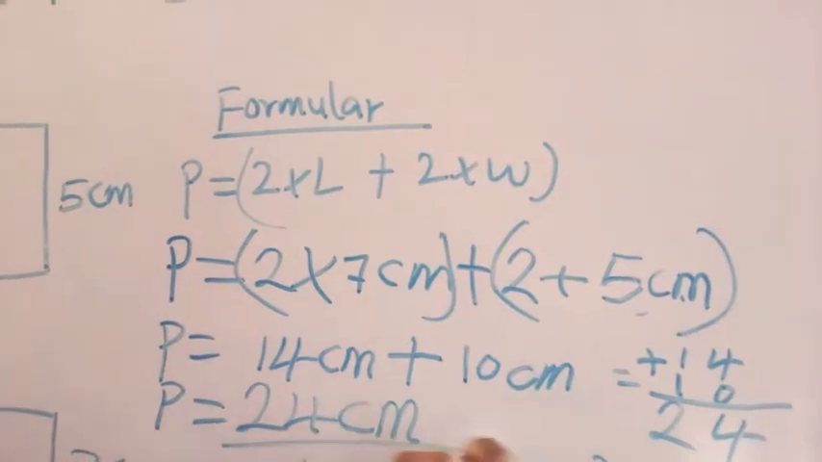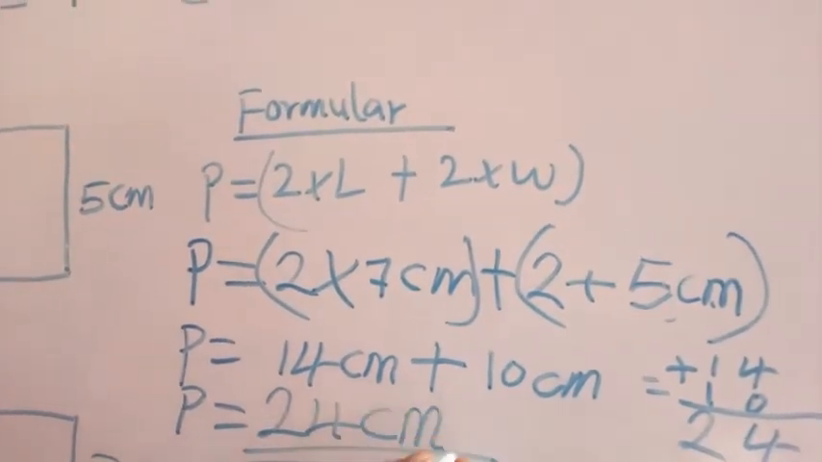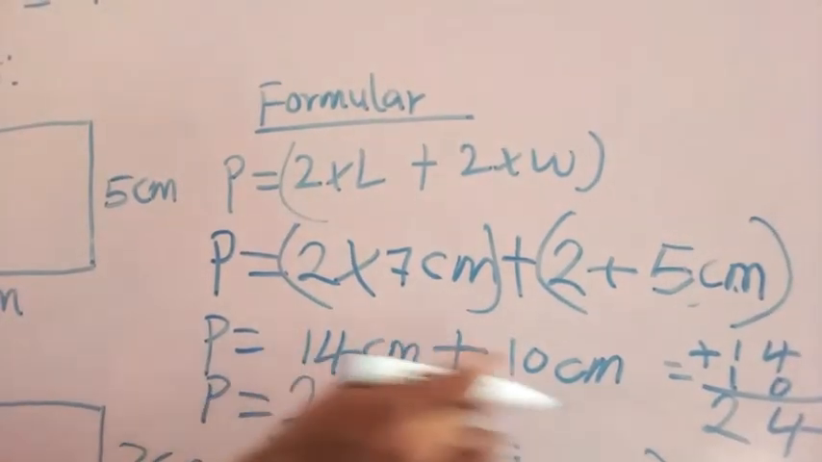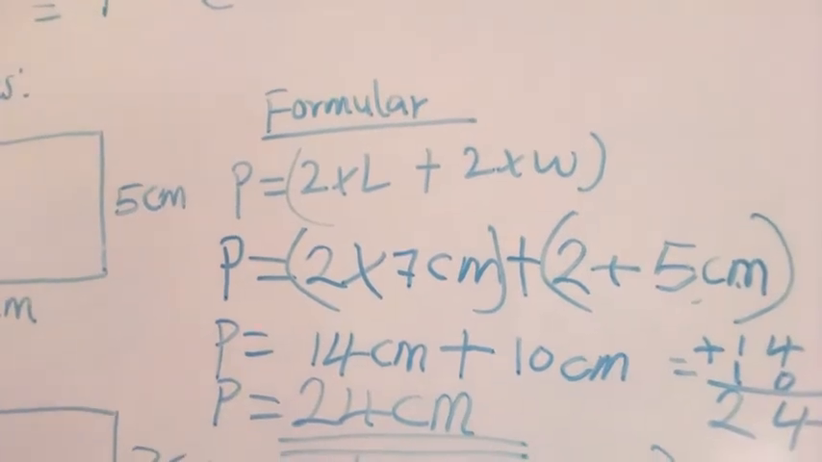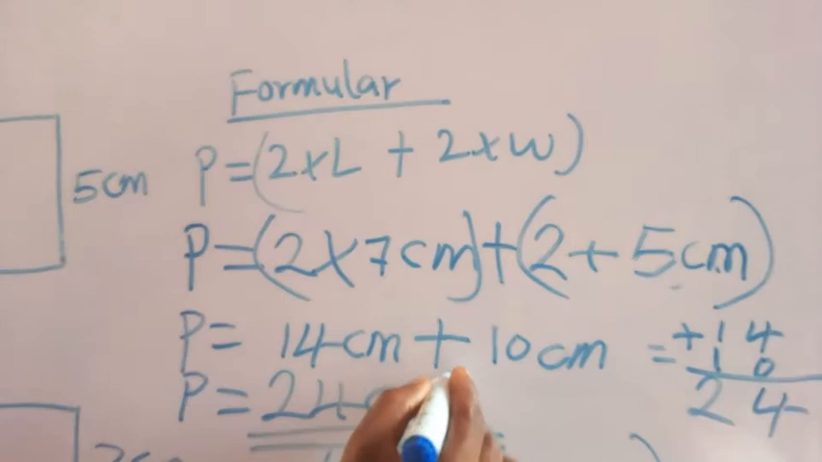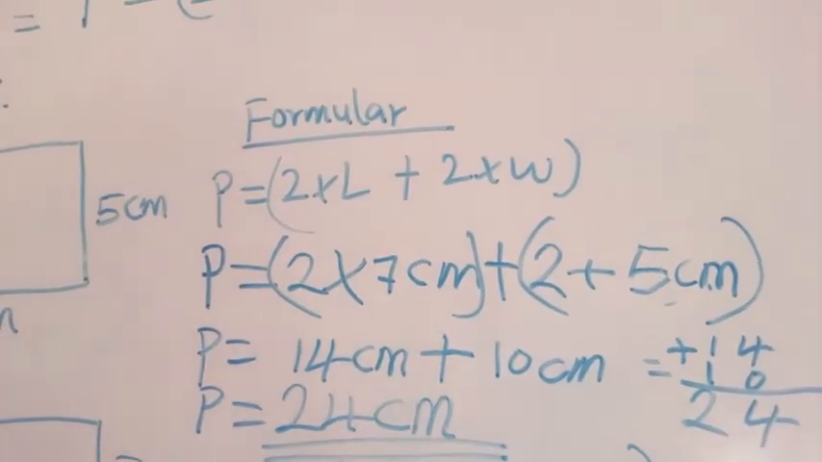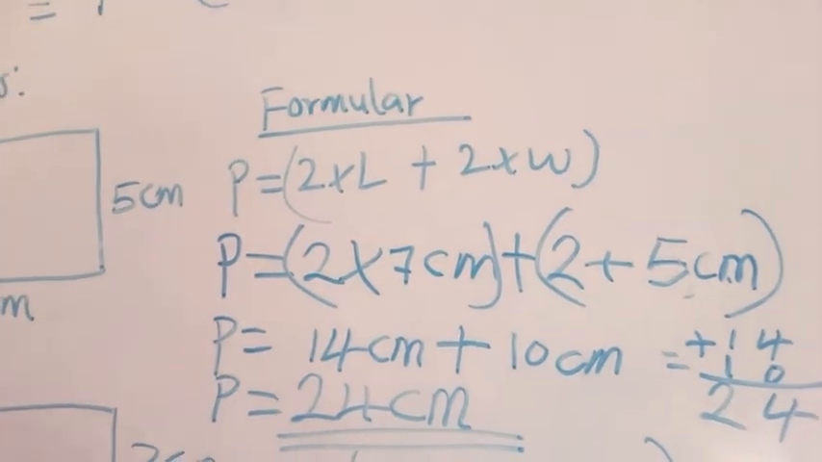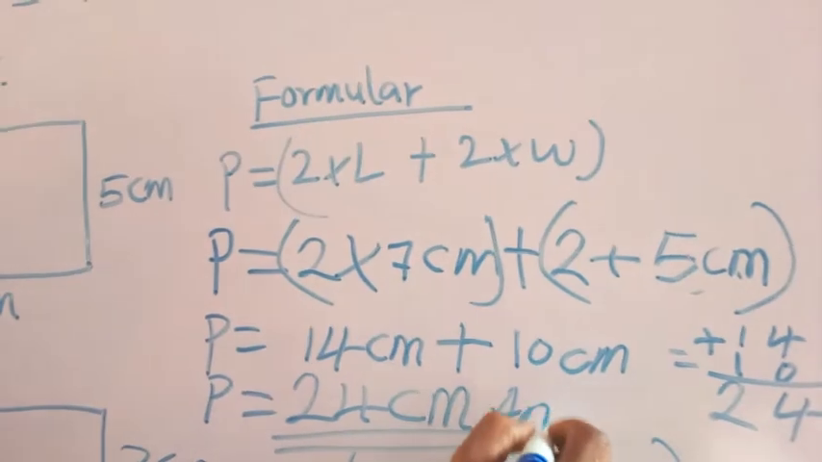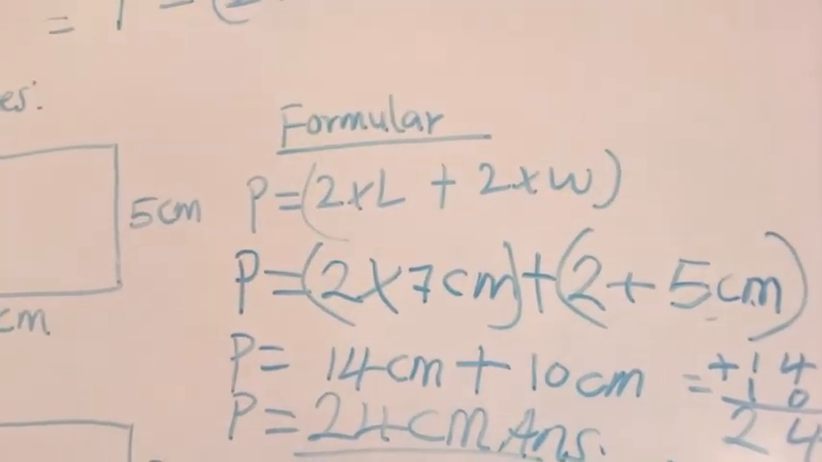cm. Here, unlike our area, which has the power of 2, this is just cm, because cm plus cm is equal to cm. It's not multiplication. It's only when you are multiplying that you put the power of 2. So whenever you are getting the answer for perimeter, you put only cm. This is our answer. Children, do you understand?